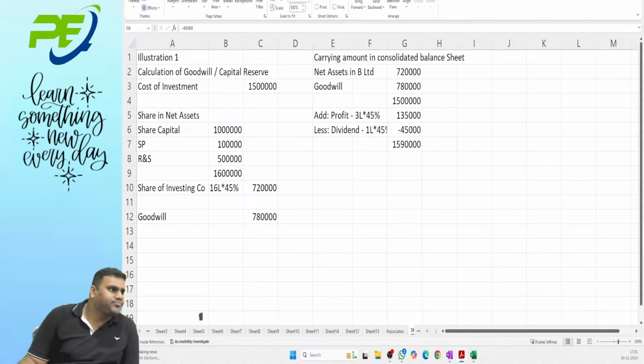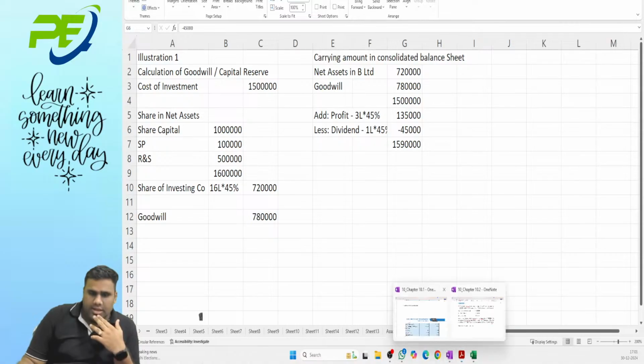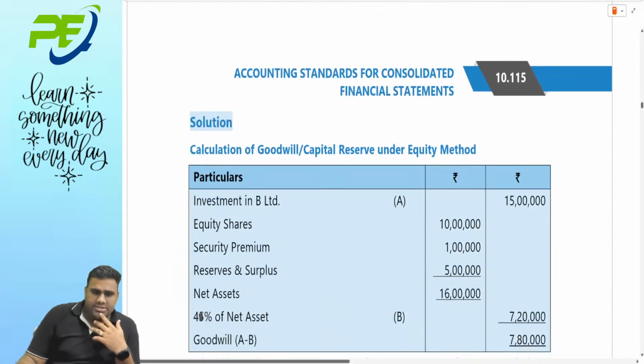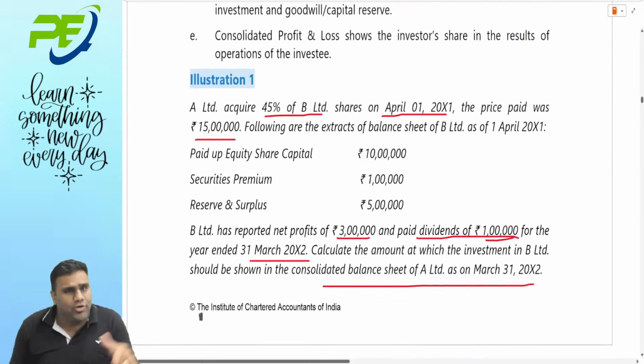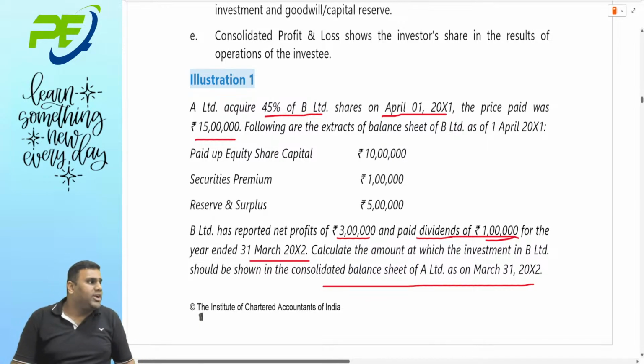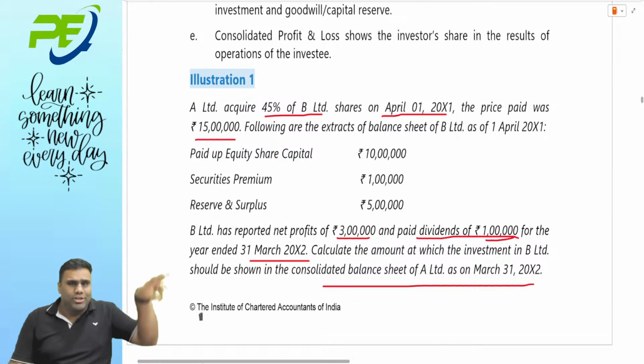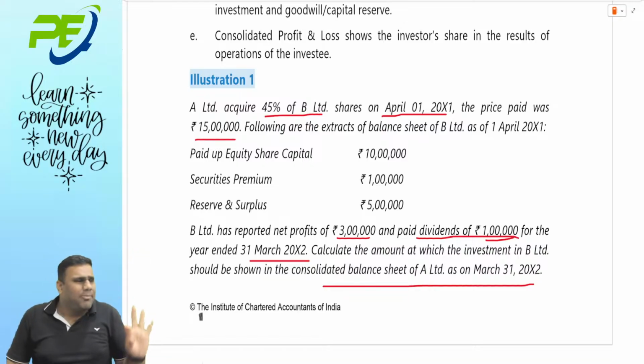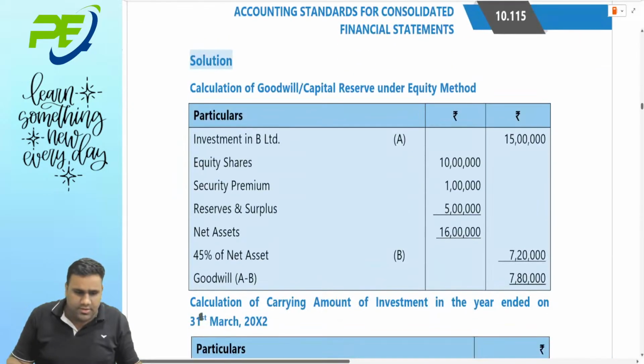Next, bhaiya, instead of goodwill, you add goodwill. You have put goodwill. What is capital reserve? Then you show net assets minus capital reserve. But at the end, whatever your investment value is, that will come in the balance sheet.